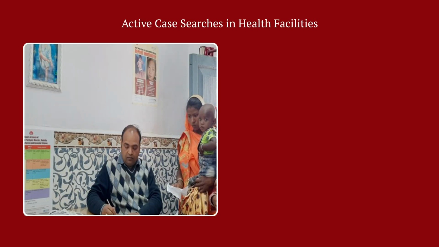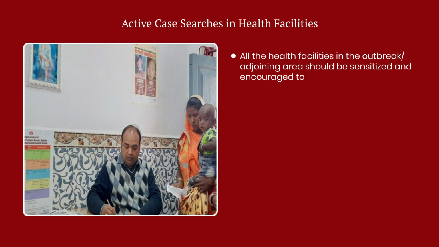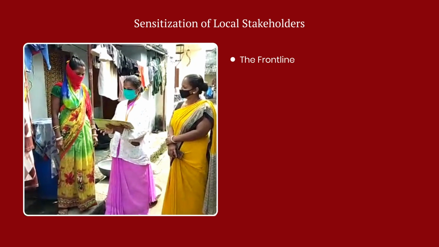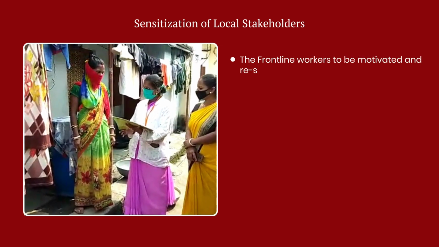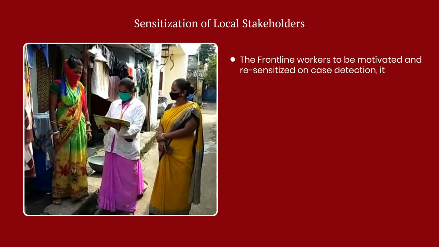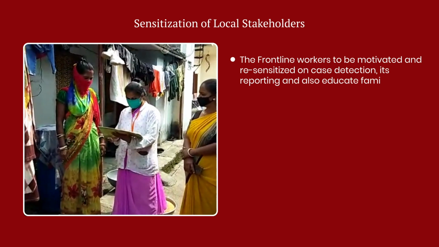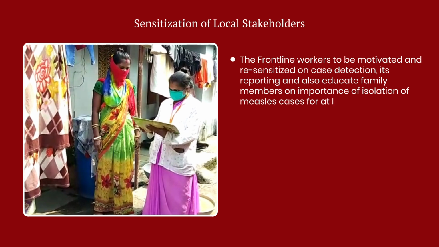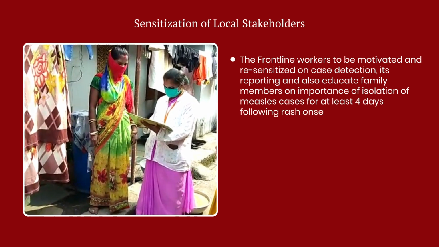All the reporting sites in the area should be alerted about the positive measles or rubella case in the area. All the health facilities in the outbreak or adjoining area should be sensitized and encouraged to report suspected cases of measles immediately. Try to determine if any case has been missed in reporting. Frontline workers to be motivated and resensitized on case detection, its reporting, and also educate family members on importance of isolation of measles cases for at least 4 days following rash onset.